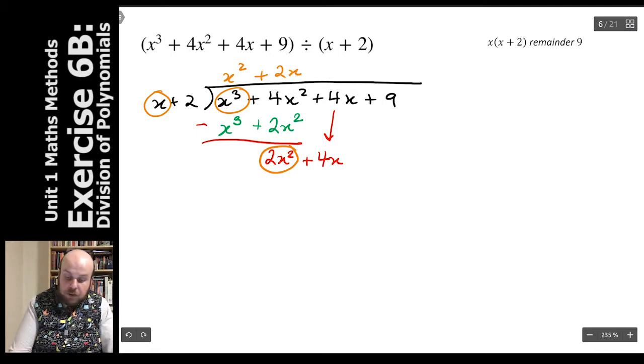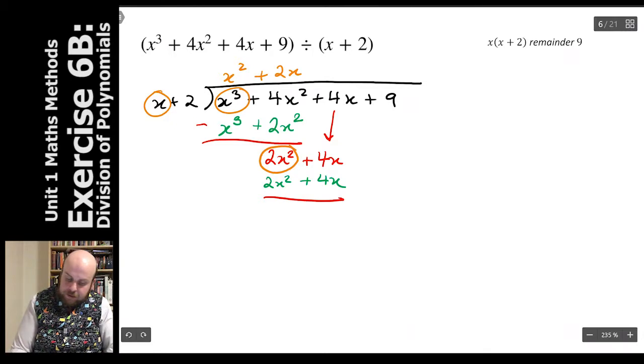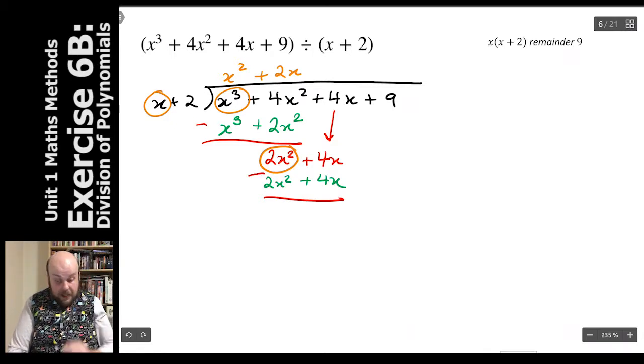Then we'll multiply this accordingly. So 2x times x gets me 2x squared. 2x times 2 gets me 4x. Minus. And so 2x squared take away 2x squared gets me 0. 4x take away 4x is equal to 0.